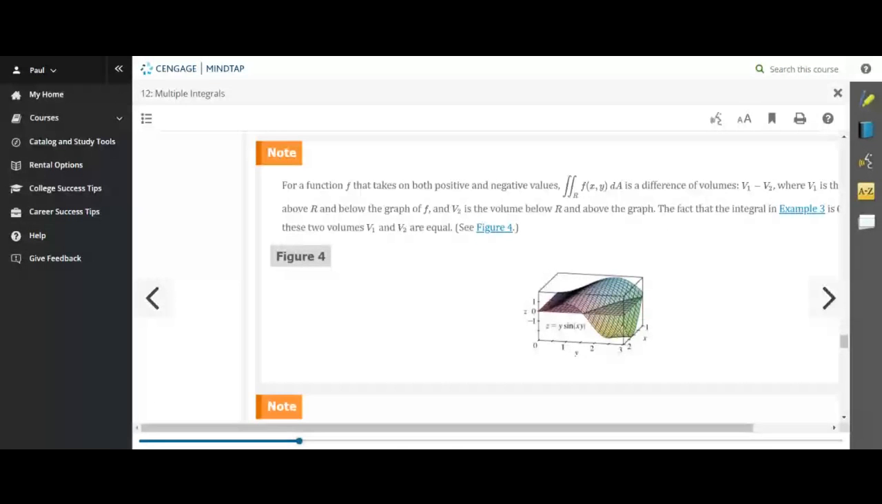Okay, there's the surface, z equals y times the sine of xy. You can see the y limits go from 0 to 3. Well, the y limits go from 0 to pi in our problem, but they're drawing it a little further than 3. And then the x limits go from 1 to 2. And you see how that surface, half the time it's above the xy plane and half the time it's below the xy plane.